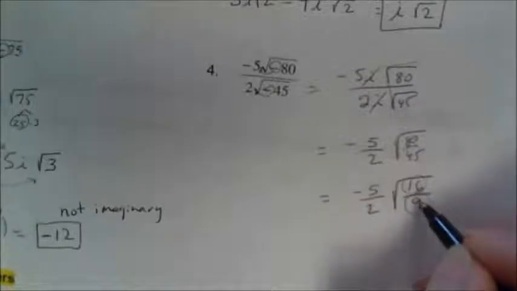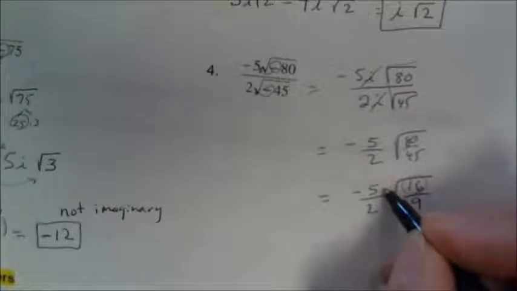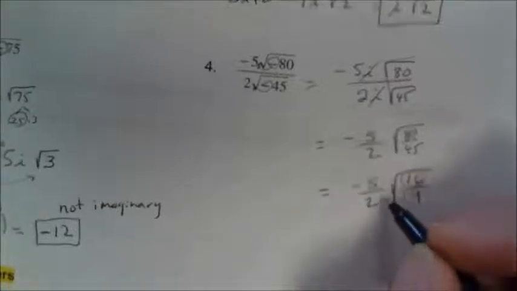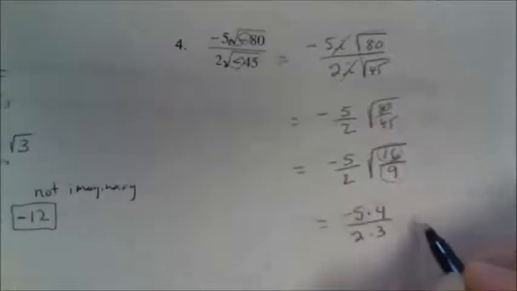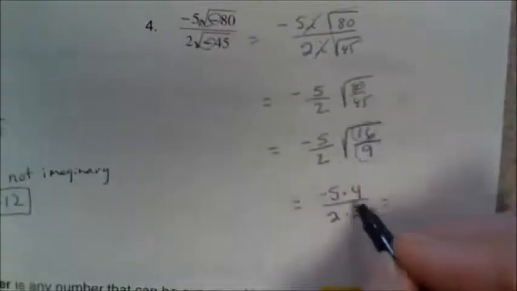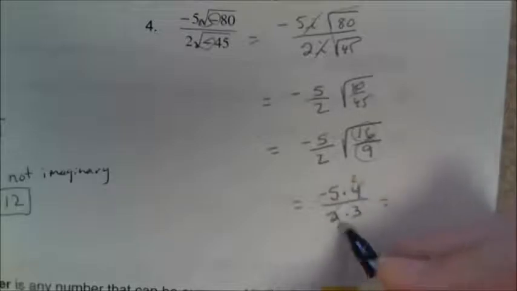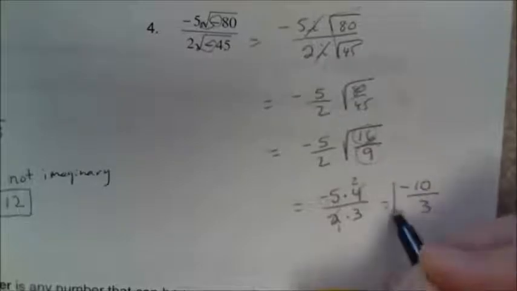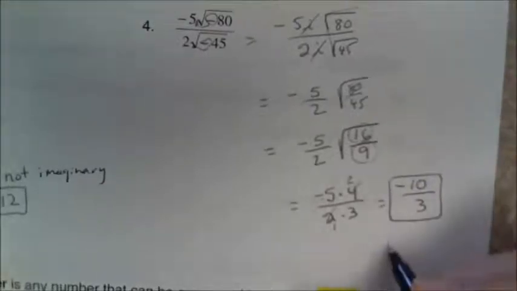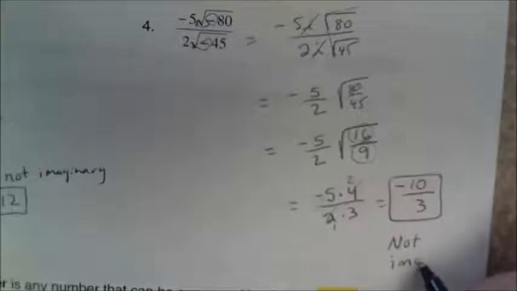Well, this is nice because 16 is a perfect square. 9 is a perfect square. And the square root of 16 is 4. It'll come out here and multiply by 5. The square root of 9 is 3. It'll come out and multiply by 2. So this is -5 times 4 all over 2 times 3, which is equal to, I think I'm going to reduce this down. 4 over 2 is 2 over 1. So -5 times 2 is -10 over 3. So this again is not imaginary, even though we started out with imaginary.